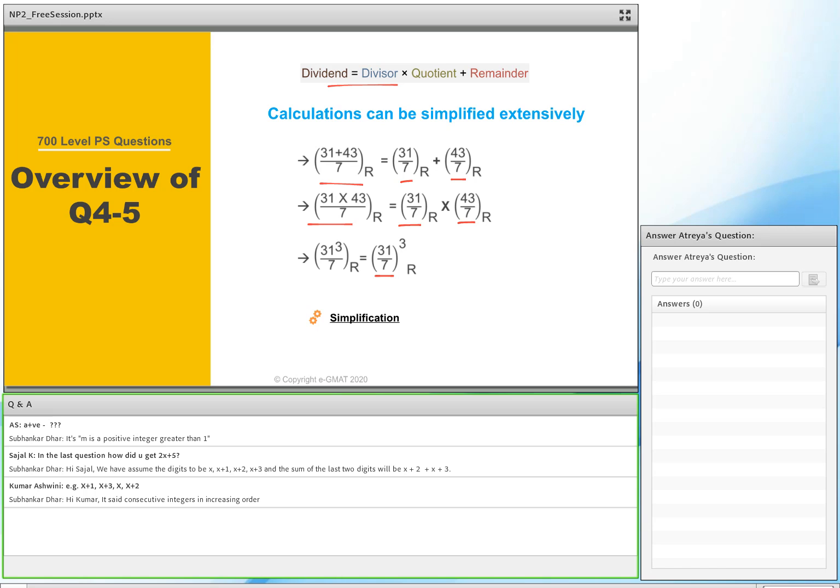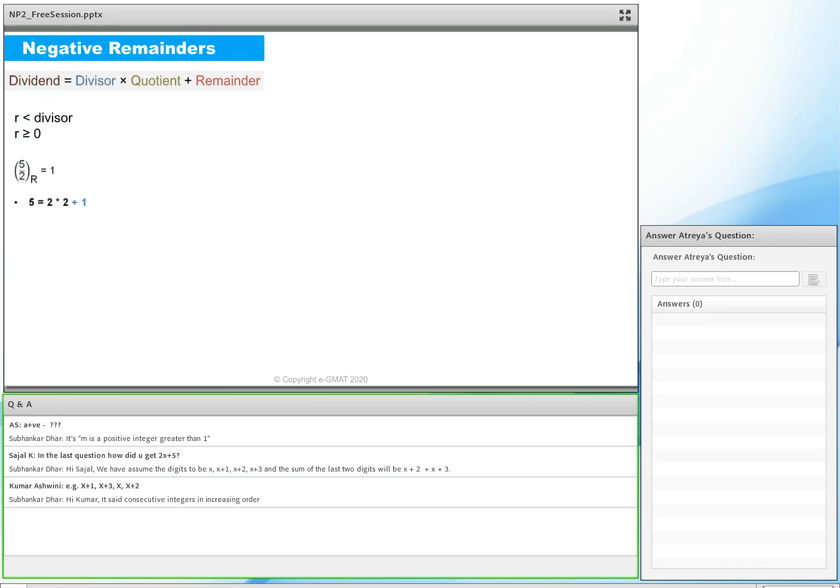Okay, Shreya has a very interesting question. Can we use negative remainders? Absolutely. And that is the reason I am taking you to this next slide, which talks about negative remainders, because it's a wonderful concept to decrease the level of complexity of questions. So let's understand the concept first.